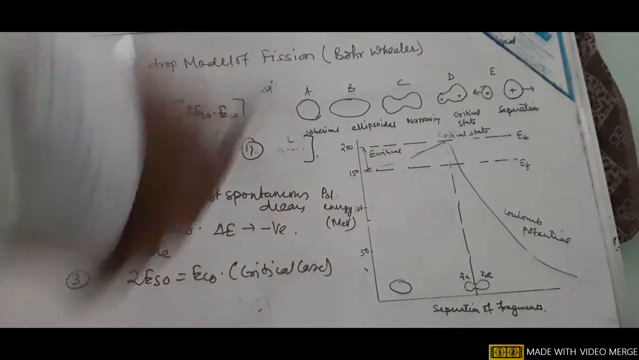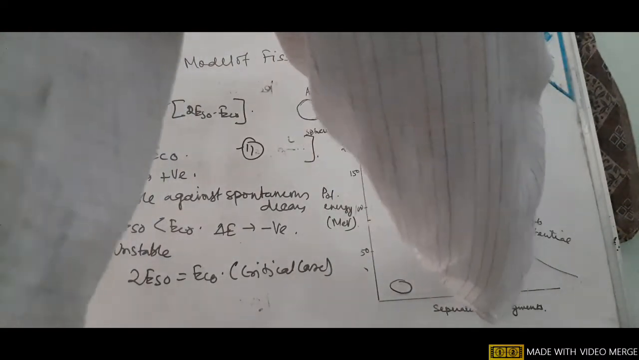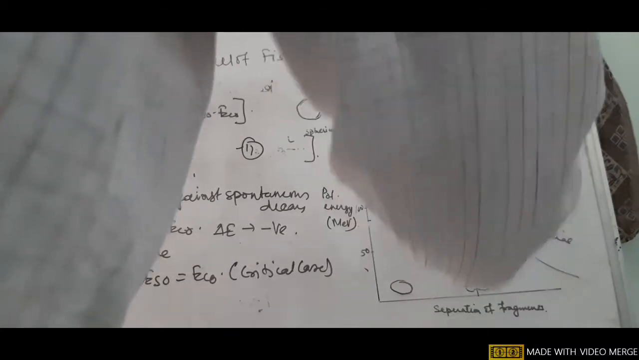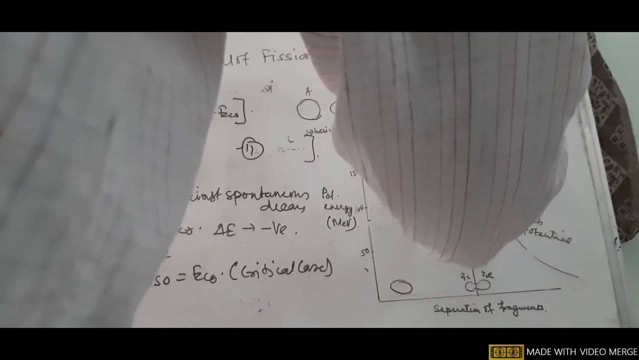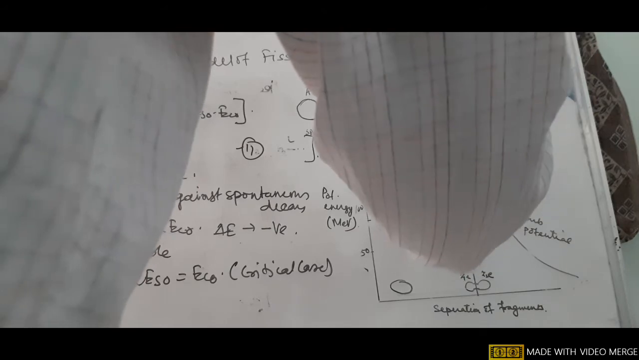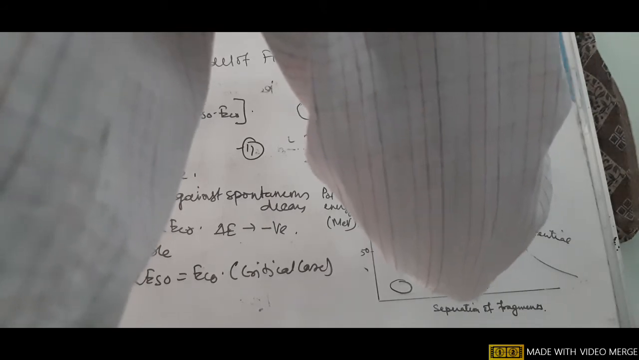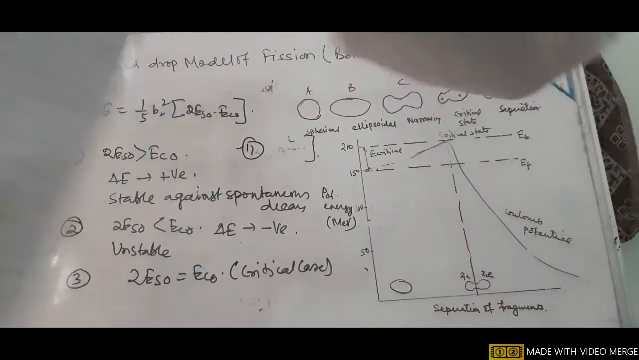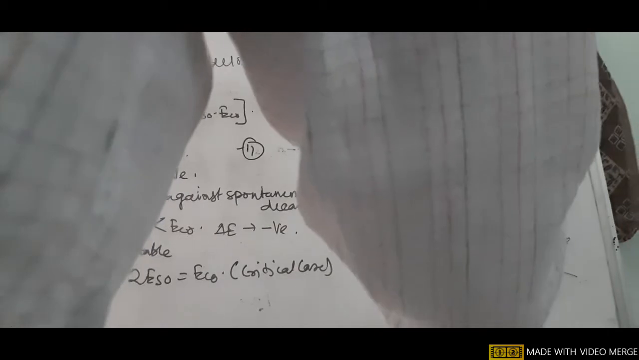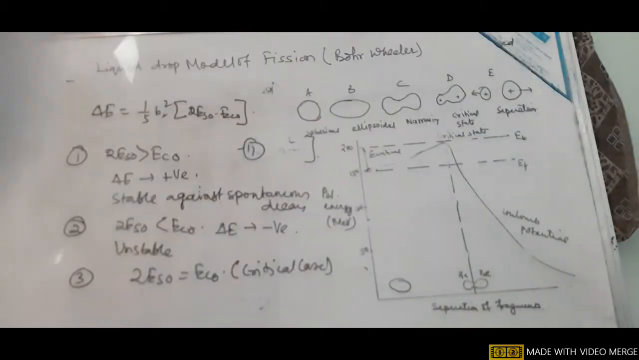And when it gets separated, then the Coulomb energy inside the nucleus gradually decreases. When the nucleus is being separated, the Coulomb potential is at its peak, and after it is separated, the Coulomb potential gradually decreases. So this is the plot of the potential energy curve versus the separation of the fragments.